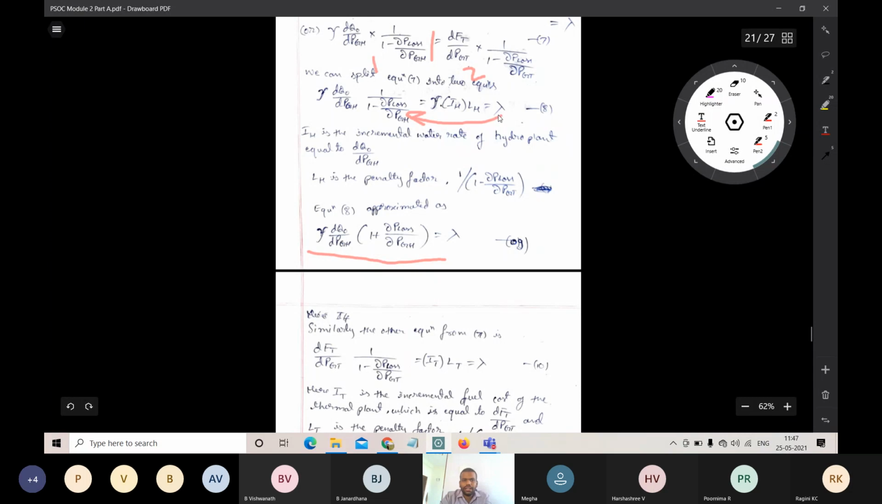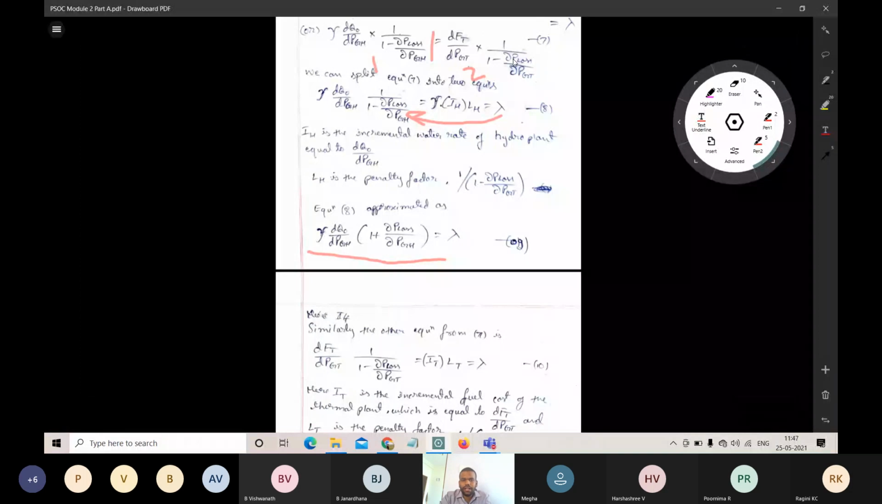I am just considering dq naught by dPgh as IH and 1 by 1 minus dou P loss by dou Pgh as LH. Similarly, take the second part. So dFT by dPgt into 1 by 1 minus dou P loss by dou Pgt is equal to lambda. So now consider the IT and LT forms. What is meant by IT and what is meant by LT?